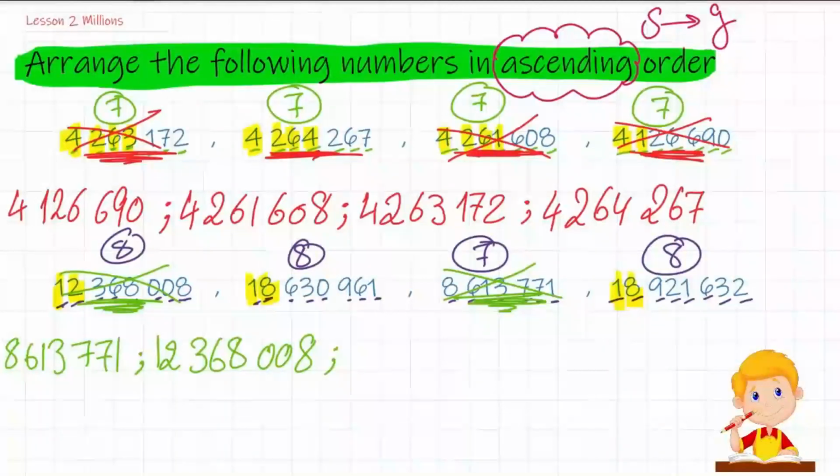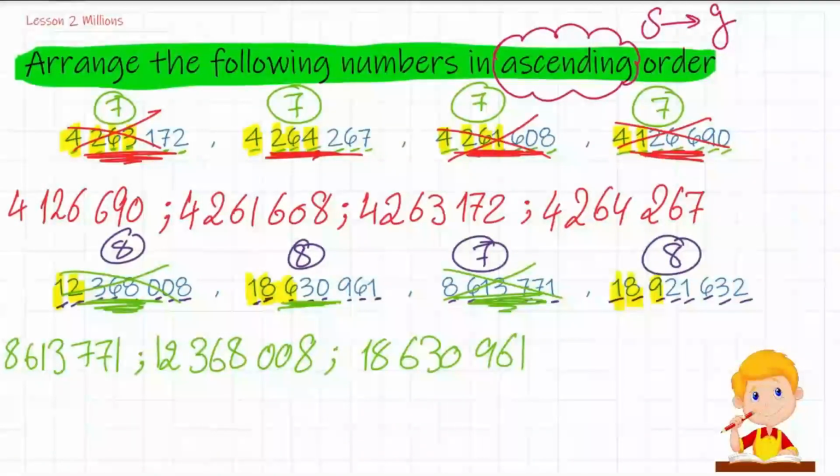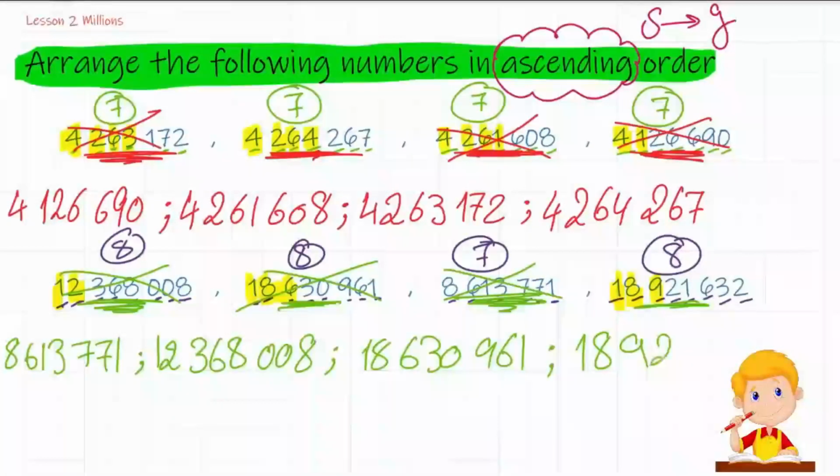After that, let's continue to compare between the last 2 numbers. We have here 6 and we have here 9. And of course, 6 is smaller than 9. So let's write this number here, 18,630,961. Let's cancel it out. And the last here is 18,921,632. So that's how to arrange millions in ascending order, from the smallest number to the greatest number.